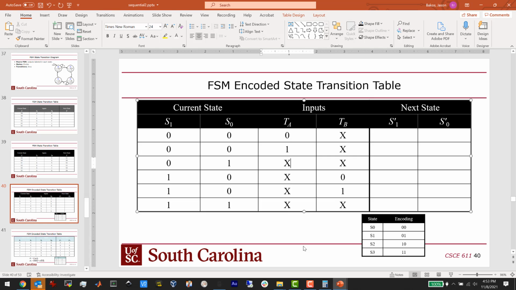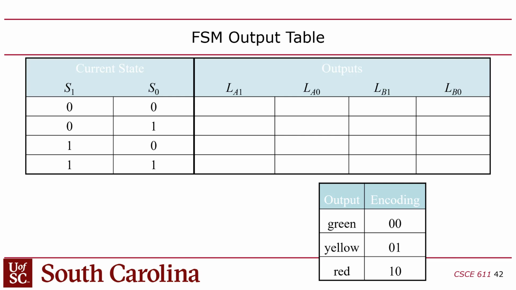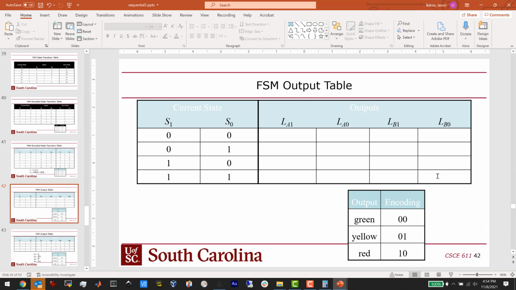And so I've replaced each of the states. Instead of S0, it's now 0, 0. And then, of course, instead of S1, it's going to be 0, 1. So I filled in this with 0, 1. Okay, and then for the output, that's just the next state.